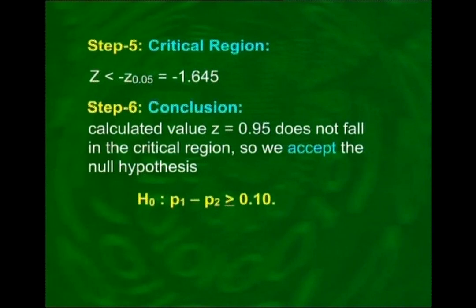accept H naught. And what was H naught? That P1 minus P2 is greater than or equal to 0.10. What does this mean? The mayor's belief, that he appeals to at least 10% more of the educated voters as compared with the uneducated ones, that belief is supported by this particular data set. That is, this data gives no evidence that contradicts his belief.